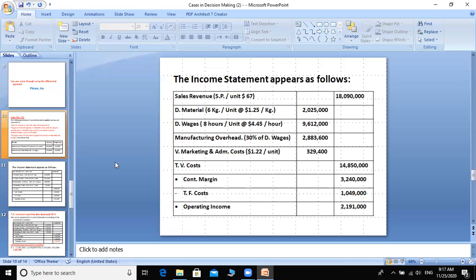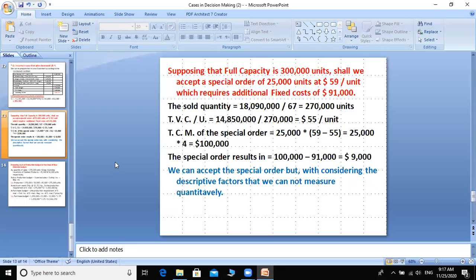This means that, supposing full capacity is 300 units, as you told me, shall we accept a special order of 25,000 units at 59 per unit, which requires additional fixed cost of 91? The sold quantity equals total sales value from the income statement divided by sale price per unit from the income statement, which gives 270 units. Total variable cost from the income statement is this figure. If divided by the number of units, it gives me variable cost per unit of 55.